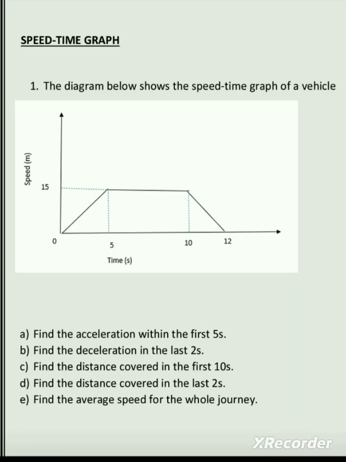Find the acceleration within the first 5 seconds. So first 5 seconds from 0 to 5 seconds is here. So they're talking about this part here.